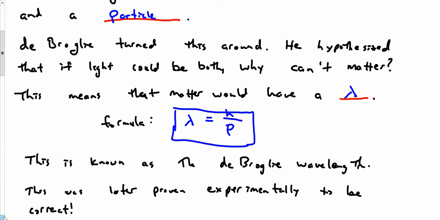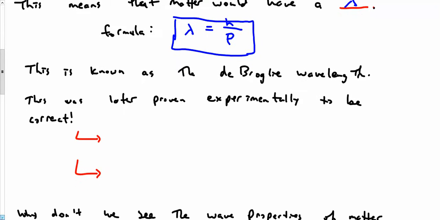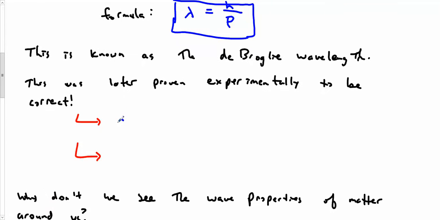Later it was proven to be correct. It was proven that matter could have a wavelength. We know this is the double slit experiment, with actually two little slits, and we're shooting electrons at them. They also did this with a crystal structure.